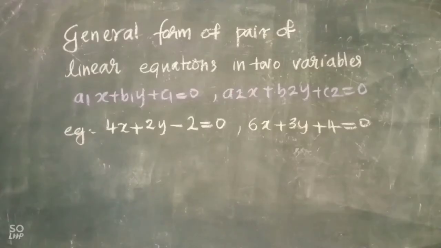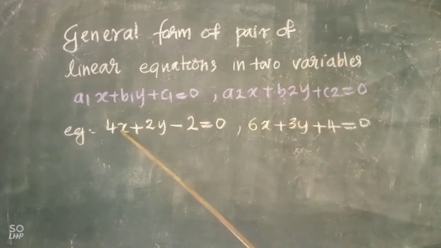The general form of pair of linear equations in two variables is a1x plus b1y plus c1 equal to 0, a2x plus b2y plus c2 equal to 0. Pair of linear equations, that means there are two equations. Here also x and y are the variables. a1, b1, c1 are the real numbers of first equation. a2, b2, c2 are the real numbers of second equation.